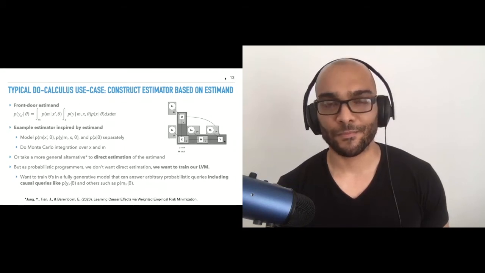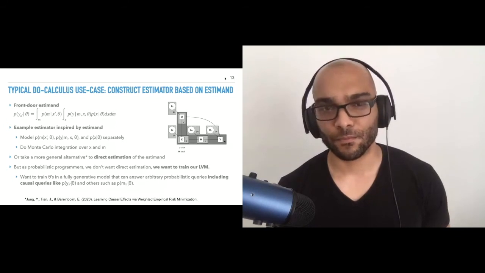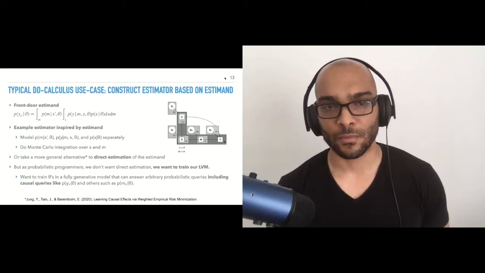But as probabilistic programmers, we don't want direct estimation. We want to train our latent variable model. I say this is indirect because we are training a fully generative model that can handle arbitrary probabilistic queries, including this particular causal query, y sub x prime, as well as other causal queries that are identifiable by the do calculus, for example, m sub x prime.